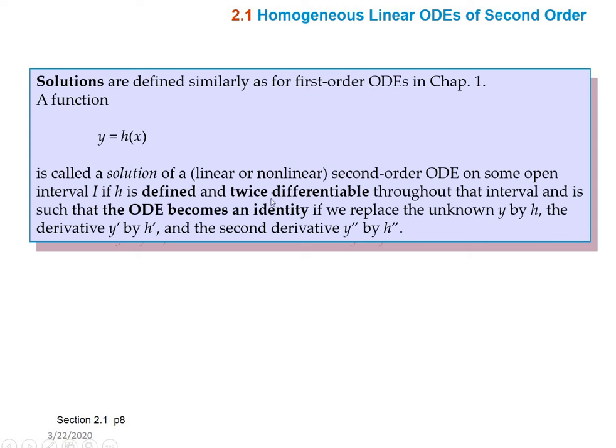Now, the two derivatives should also be defined. You cannot miss this. And of course, when you substitute your function and the two derivatives into the given equation, the ODE should become an identity, meaning they should satisfy your equation. This is exactly the same concept that we discussed for first order.